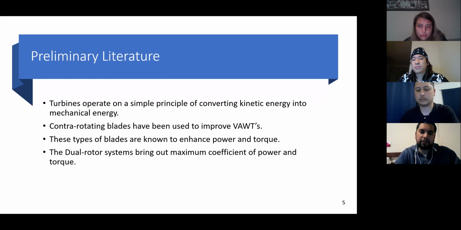This is a concept that can be incorporated into our model if we get significant gains in our power and efficiency.